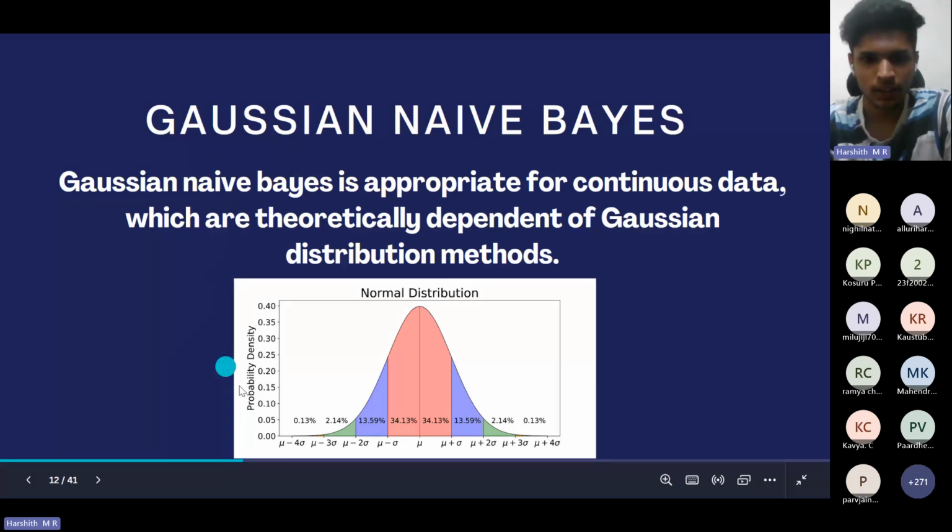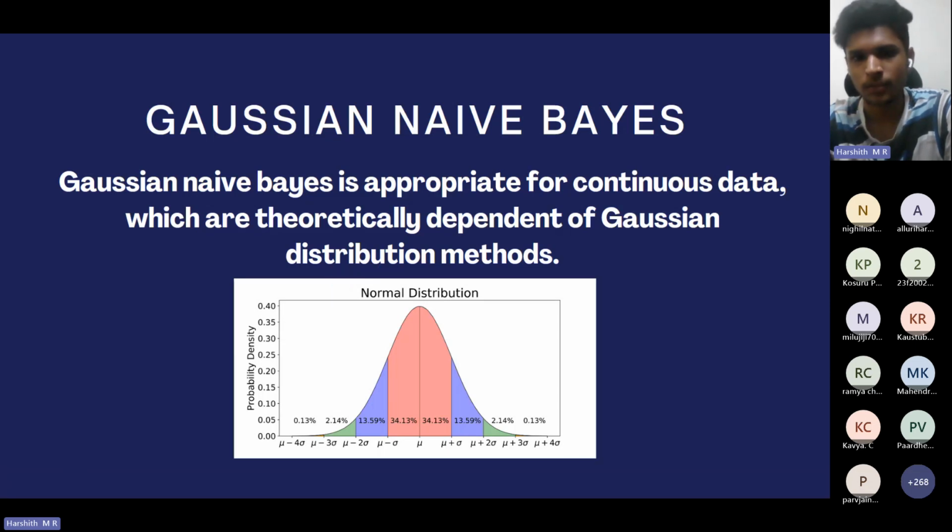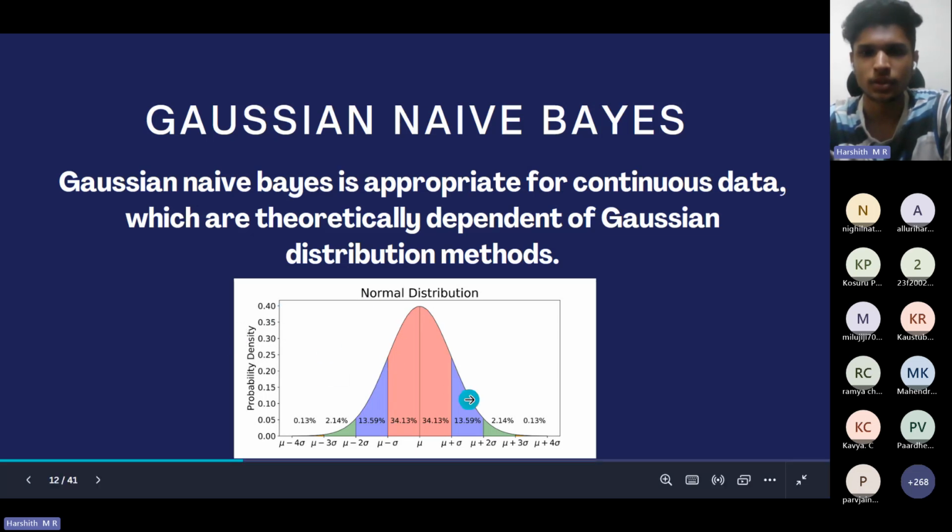So we'll see how the continuous data is used in calculating probabilities. There is a curve here which is quite popular in artificial intelligence. This is a normal distribution. This normal distribution you can notice this widely in artificial intelligence. We'll see the properties of normal distribution in next slide.